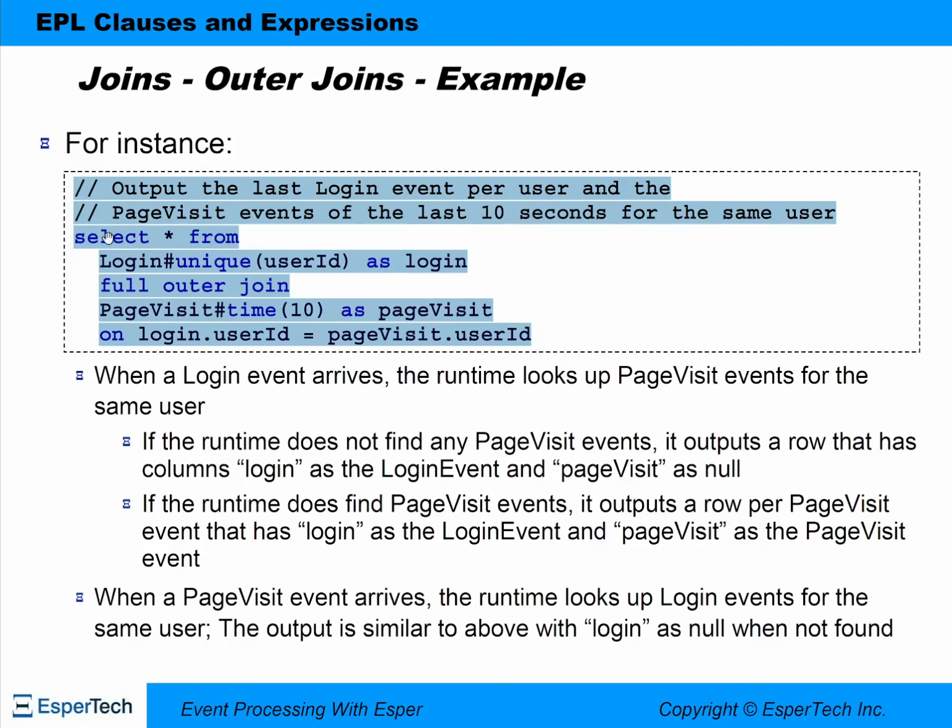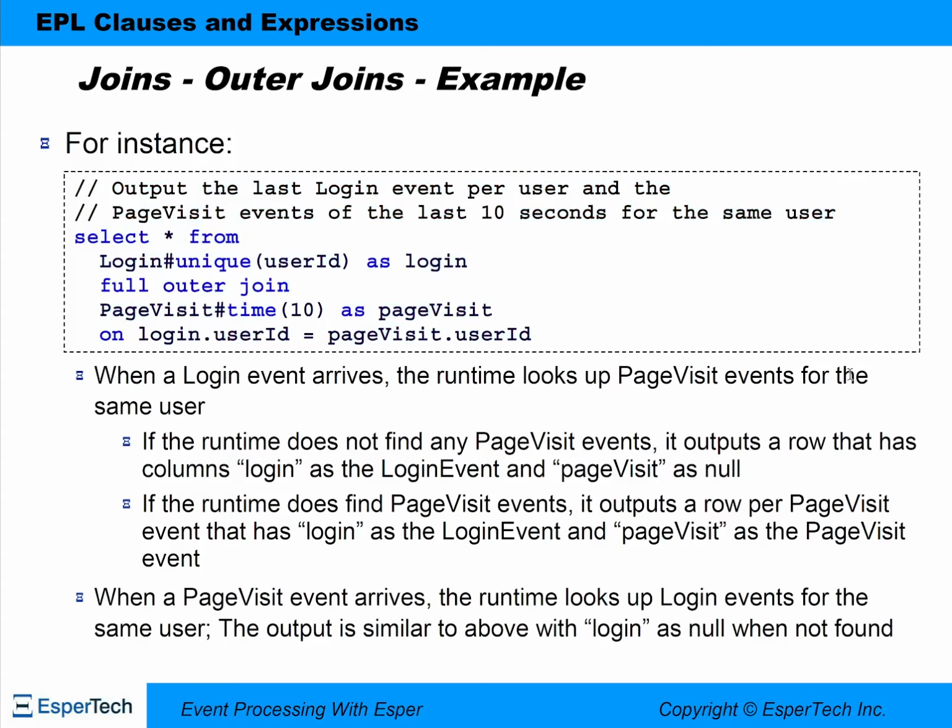Select star from login at unique user ID as login, full outer join page visit at time (10) as page visit on login.user ID equals page visit.user ID. When a login event arrives, the runtime looks up page visit events for the same user. If the runtime does not find any page visit events, it outputs a row that is columns login as the login event and page visit as null.